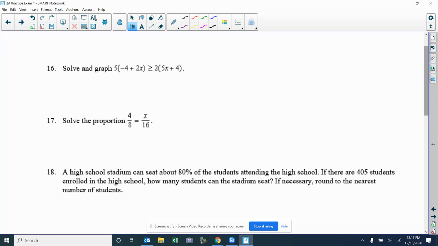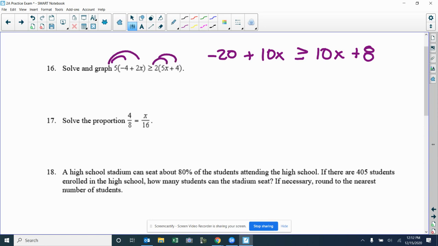Here's another single variable, solving graph. There's a lot going on in this one, so let's see what we've got. We need to distribute. So 5 times -4 and 5 times 2x would be 10x, greater than or equal to, distribute there. We're going to get 10x and we're going to get +8. So all I'm doing is distributing the 5 and then distributing the 2. Does everybody so far see what we've done?